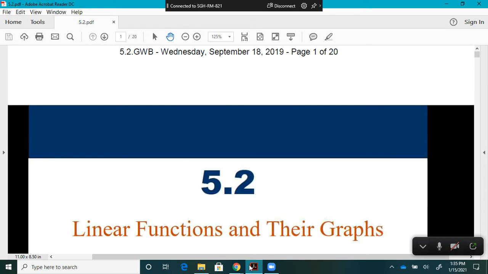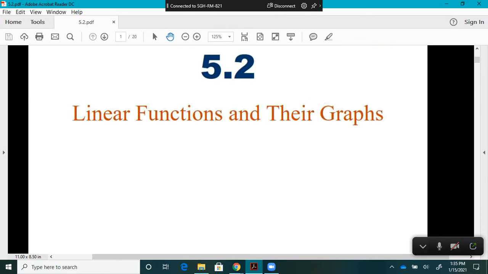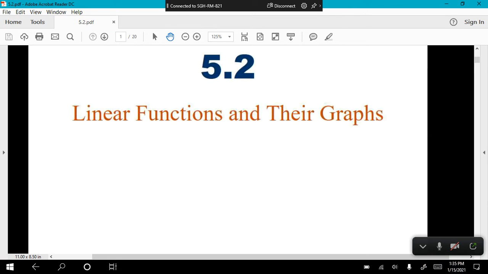All right, so here we go. Linear functions and their graphs. Continuing along the same line that we started on in that lesson I posted last week.